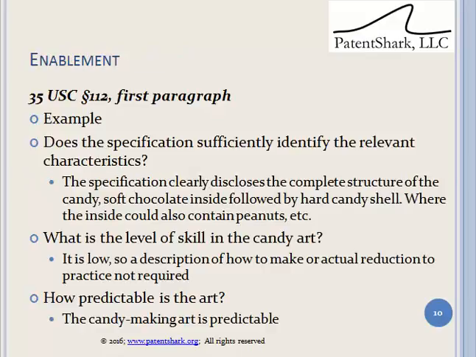Well, let's ask ourselves some questions. Does the specification sufficiently identify the relevant characteristics? Yes, the specification clearly discloses the complete structure of the candy, soft chocolate inside followed by hard candy shell. What is the level of skill in the candy art? Well, it's pretty low, so a description of how to make or actually a reduction to practice is really not required for this patent. And how predictable is the art? Well, it seems that the candy making art is pretty predictable. We're all very familiar with it.